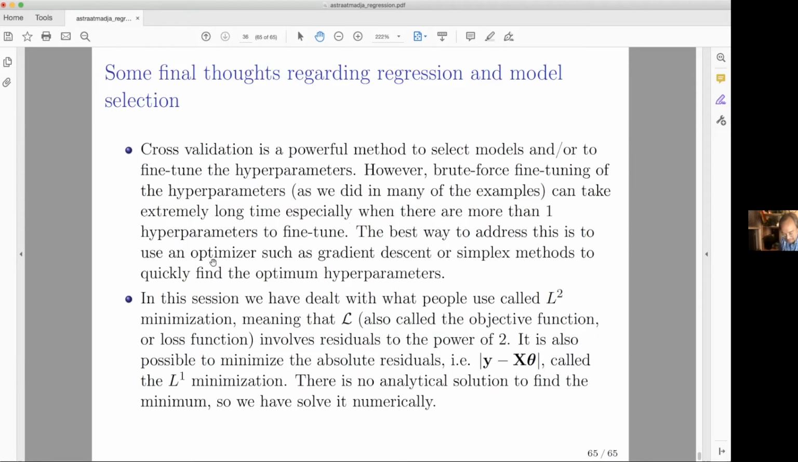So that's what I can tell you today about regression. There are some additional thoughts that suddenly came to me.